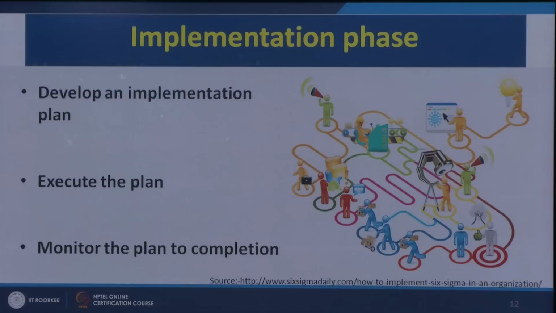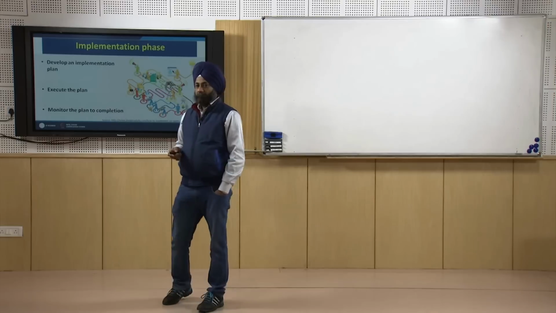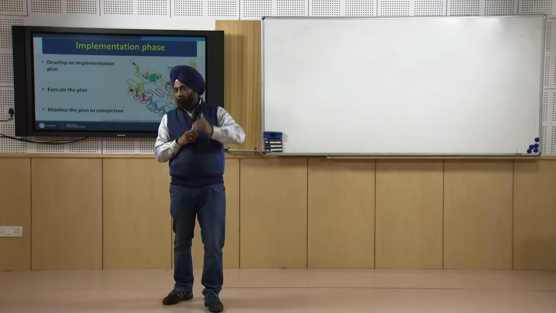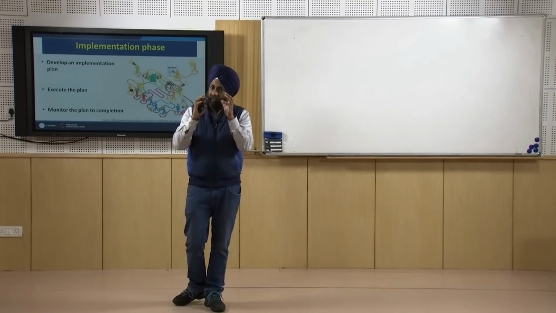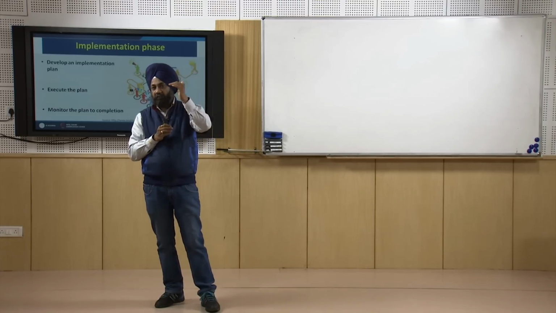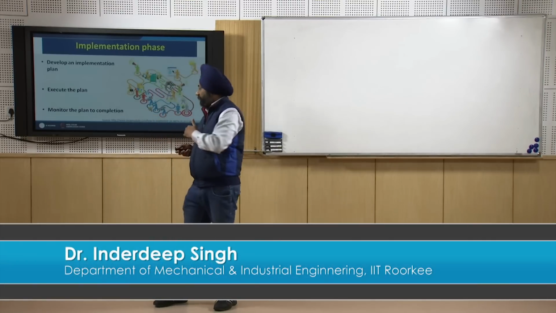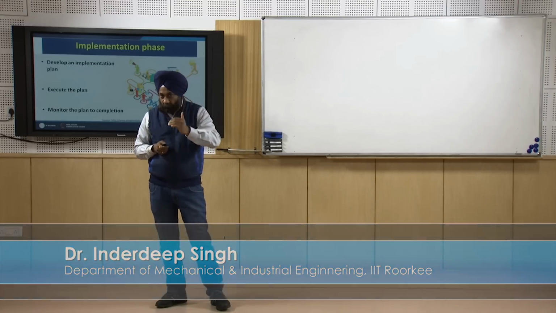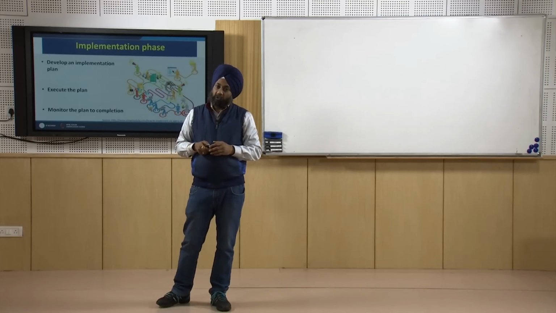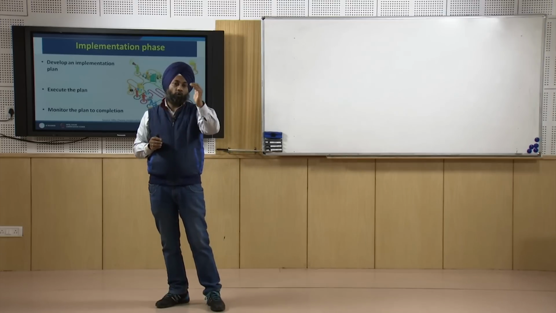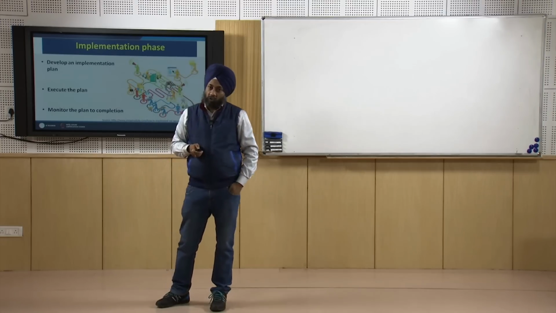Then last is the implementation phase. We develop an implementation plan for how it will be implemented in the organization, execute the plan and monitor the plan to completion. So systematically, right from orientation, then problem definition, then the creative phase, evaluation phase, and then finally the implementation phase. There are 6 or 7 phases in which, if we move systematically, we are able to solve the problem. So in the value engineering job plan, if we go step by step, we will be able to solve the problem.